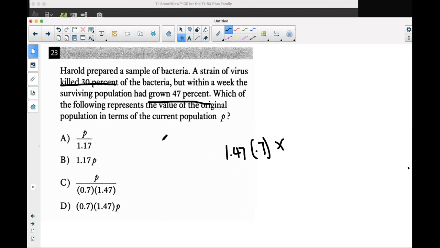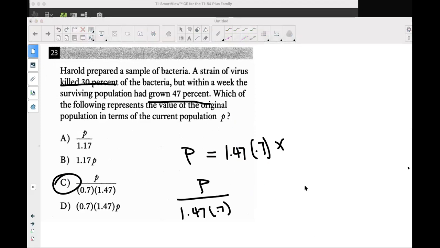Now, that has to be equal to our current population P. So what is the value of x? We just have to divide by those two coefficients. So then P over 1.47 times 0.7. So that becomes our answer, which is choice C. How about that, guys? Not bad. So that was number 23. So now let's move on to number 24.